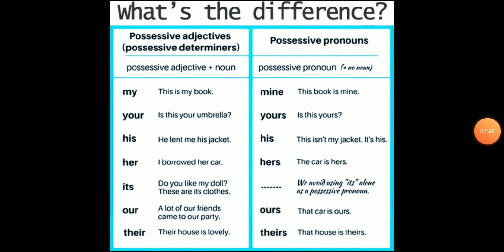Again I am repeating. A possessive adjective is placed before a noun, while a possessive pronoun is used in place of a noun. This is not my dog. This is a possessive adjective, my dog. Okay. Mine is at home. This is a possessive pronoun. I hope the difference is clear now. Now let's move to another slide.